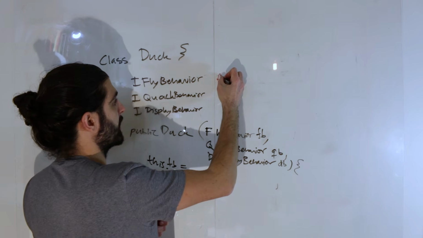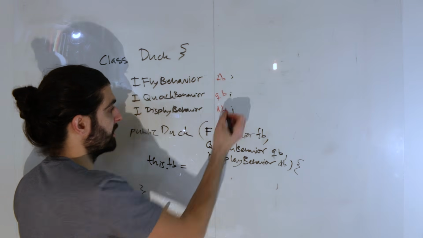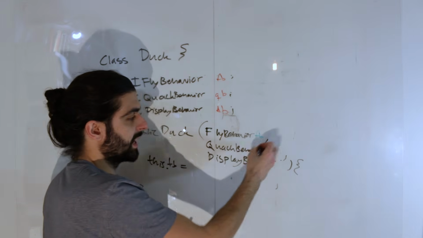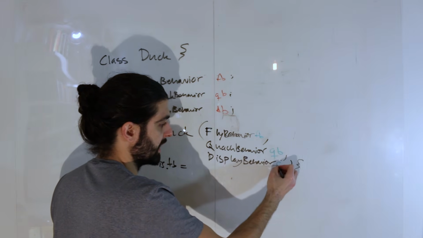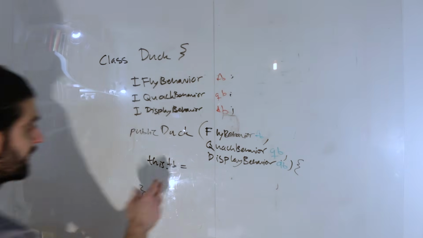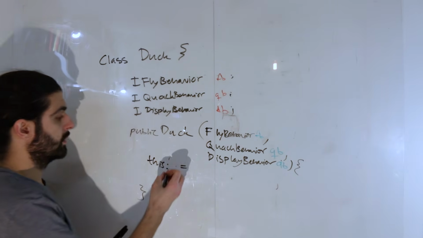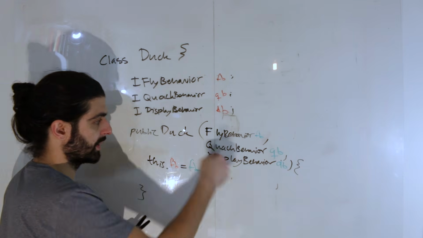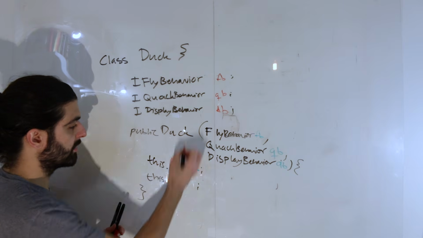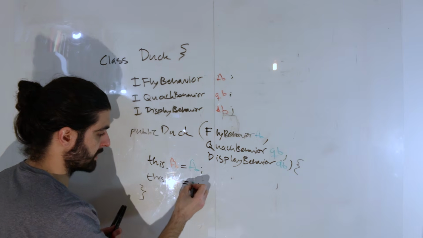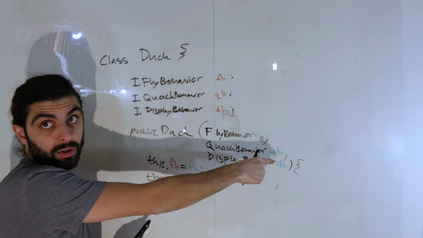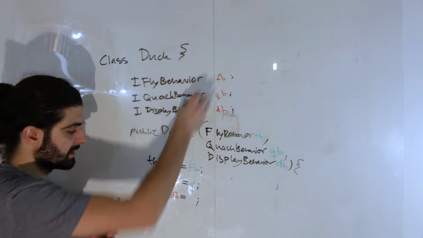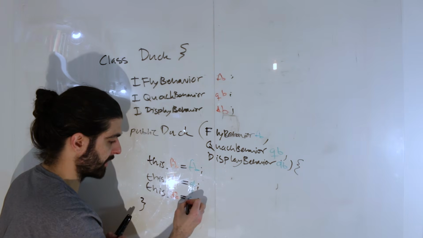So here we have FB for fly behavior, QB for quack behavior, and DB for display behavior. And then we set these variables. So this dot FB, for fly behavior, is equal to the fly behavior that we passed in. This dot quack behavior, the instance variable quack behavior, is the quack behavior that we passed in as an argument to the constructor. And finally, the display behavior on an instance level is the display behavior that we passed in.